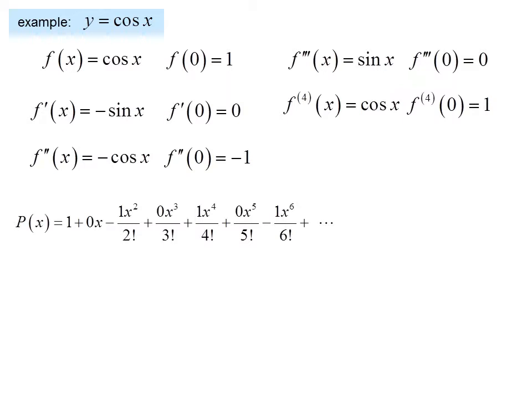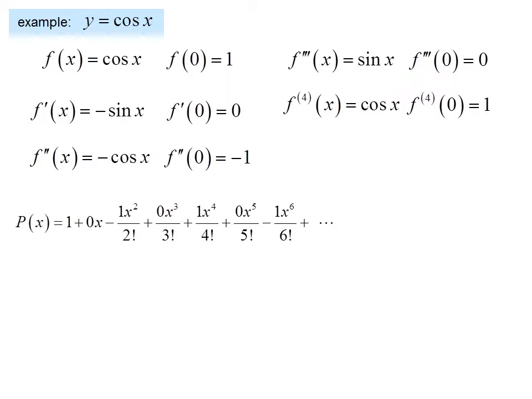Now, using our standard Maclaurin series, which we just learned, we get p of x equals 1 plus 0x minus 1x squared over 2 factorial plus 0x cubed over 3 factorial plus 1x to the fourth over 4 factorial. Continuing the pattern, we get plus 0x to the fifth over 5 factorial minus 1x to the sixth over 6 factorial.